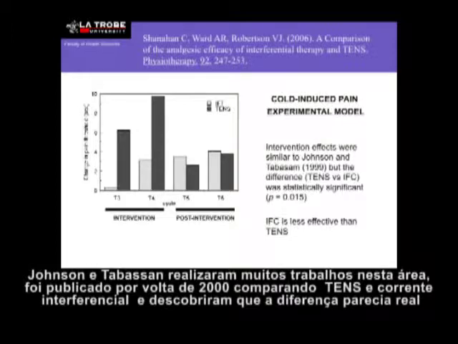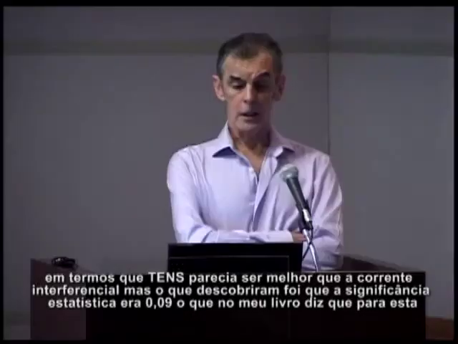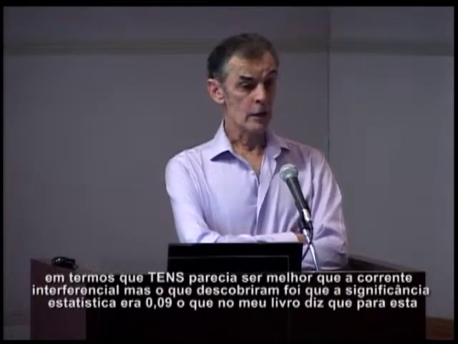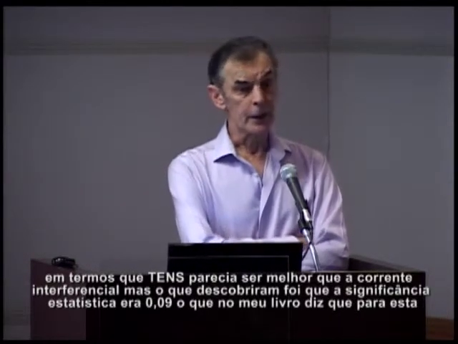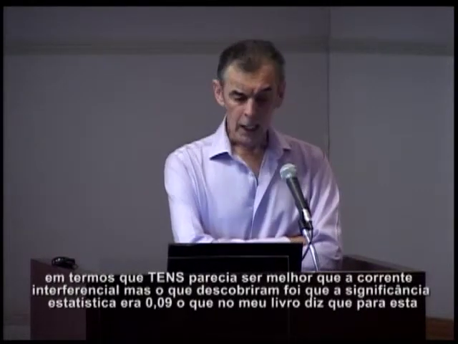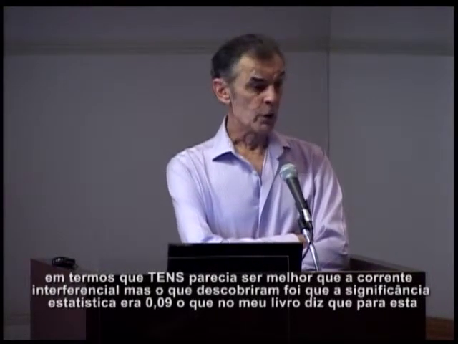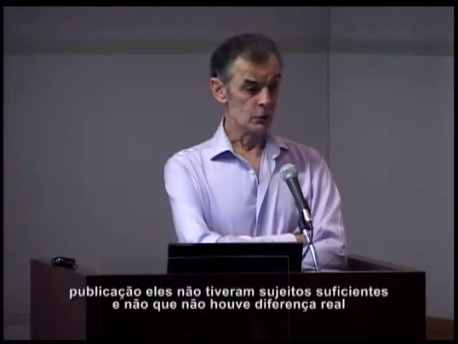What they found was that the difference looked real, in the sense that TENS appeared to be better than interferential current, but the statistical significance was 0.09, which in my book probably just means they didn't have enough subjects, rather than that there wasn't any real difference as such.